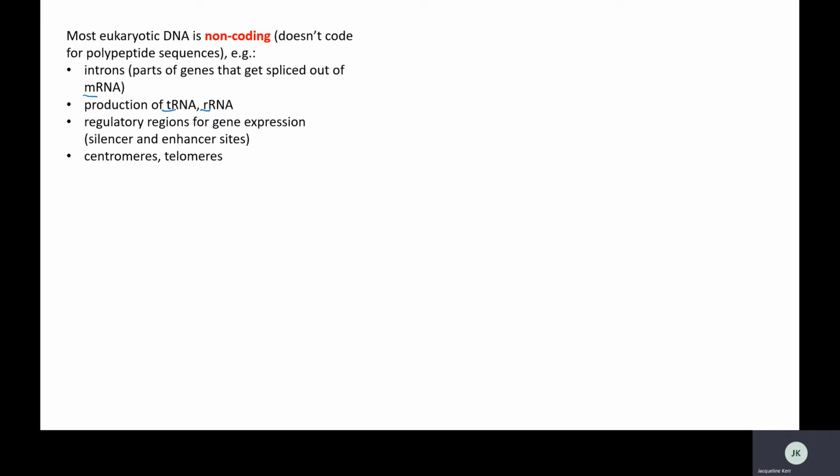There's also heaps of regulatory regions that control gene expression. So you can have things like silencers and enhancers. These are parts usually upstream of a gene, and proteins will bind to the DNA that will either encourage or stop the gene from being expressed. And there are other regions too that have structural functions. So that's the centromere in the middle of a chromosome, or telomeres as well at the end.